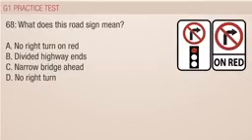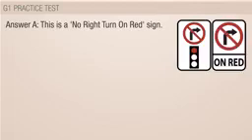Question 68. What does this road sign mean? A. No right turn on red. B. Divided highway ends. C. Narrow bridge ahead. D. No right turn. Answer A. This is a no right turn on red sign.